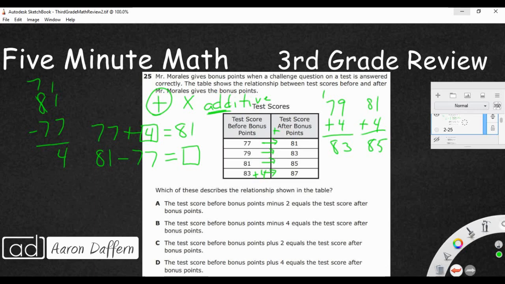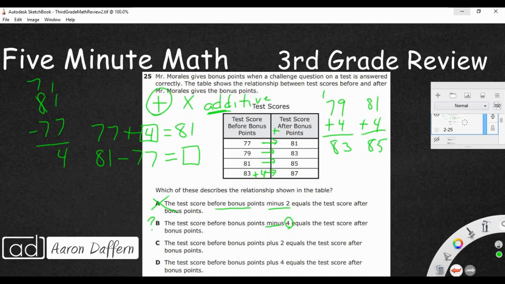The test score before bonus points, so this is before, minus 2 equals the test score after. Now we're not subtracting, we are adding. The test score before bonus points minus 4 equals, pretty sure this is wrong, but it does have the 4, so I'm going to just at least question mark that. If all the other ones are wrong, we've got to go back to it.